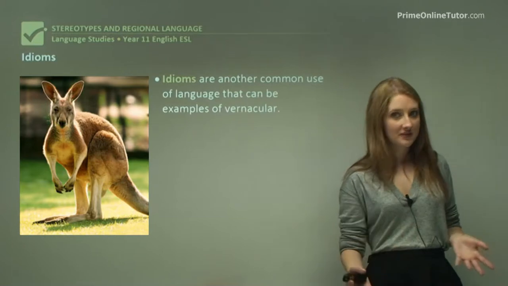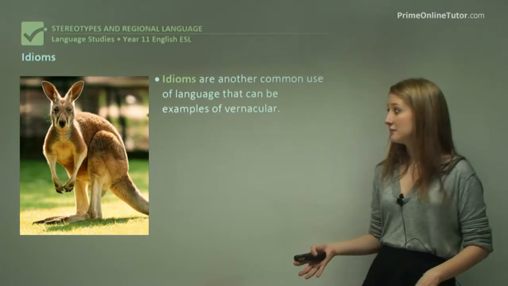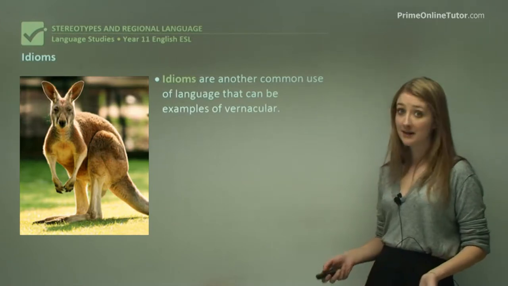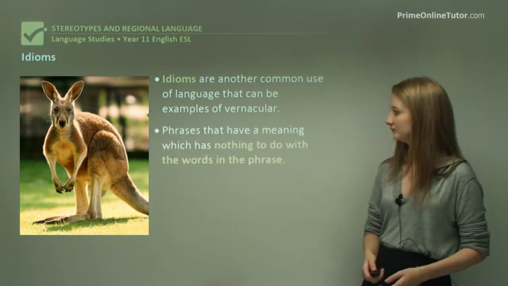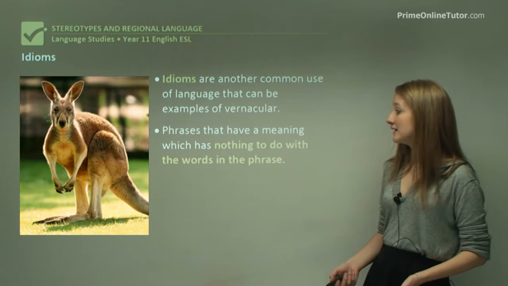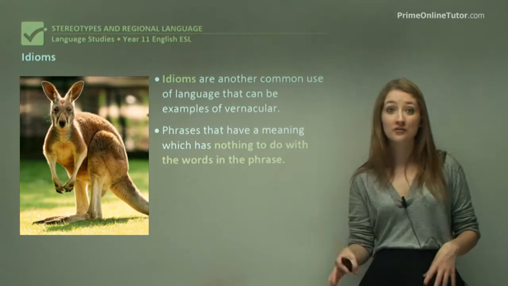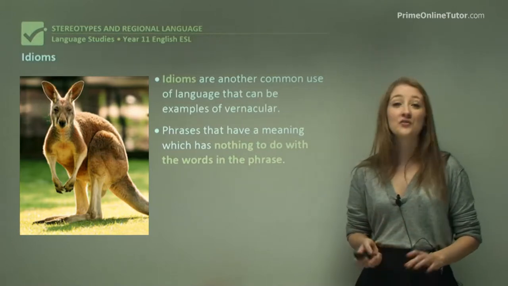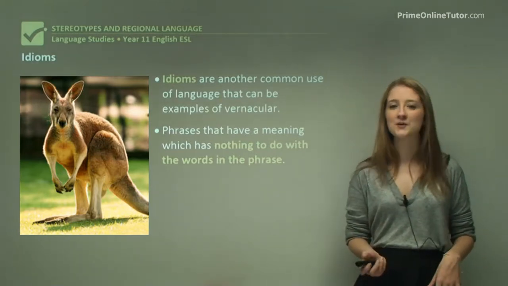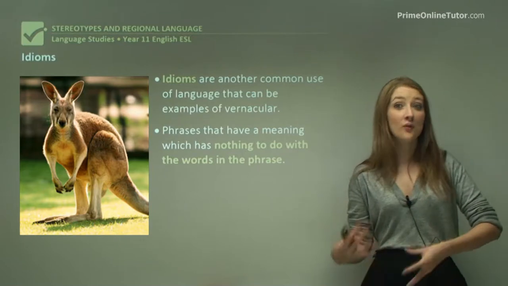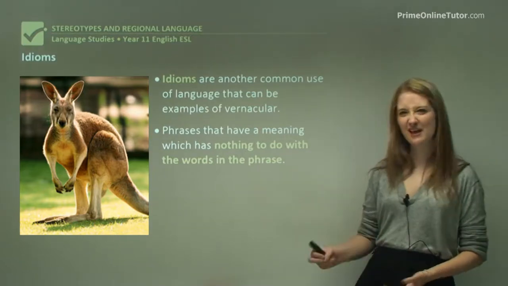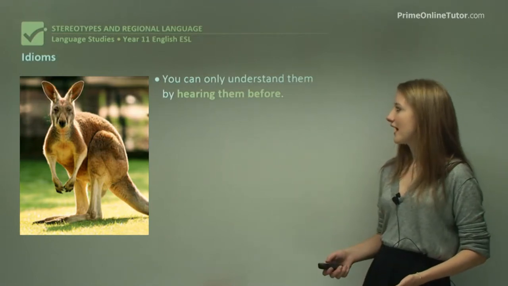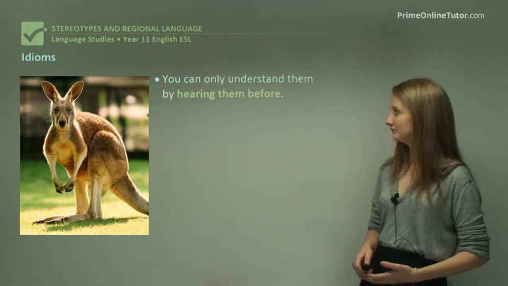So moving on from vernacular, we get to the idea of idioms. Now, idioms are another common use of language that can be examples of vernacular. Phrases that have a meaning which has nothing to do with the words in the phrase is essentially what an idiom is. So similar to vernacular in that it's something that only a small group of people would understand, but you see that small distinction there. You can only understand them by hearing them before.